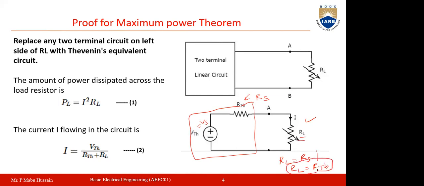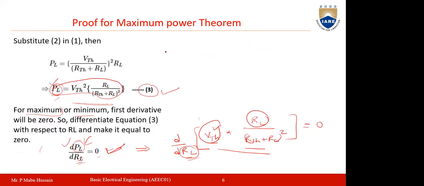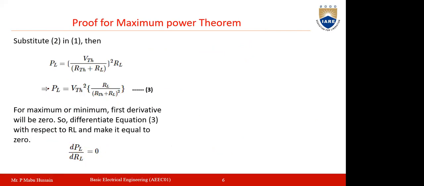Okay. So here, to get the maximum amount of power, we are going to substitute R Thevenin in place of RL, and PL max in place of PL in equation 3. So what is this equation 3? Equation 3 is the power delivered to the load. PL is equal to V Thevenin square into RL by (R Thevenin plus RL) square.